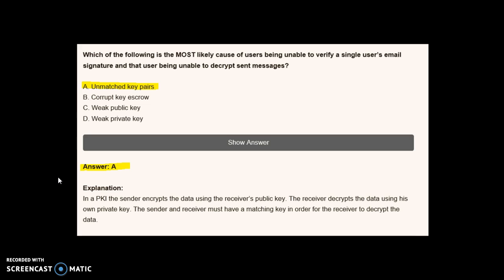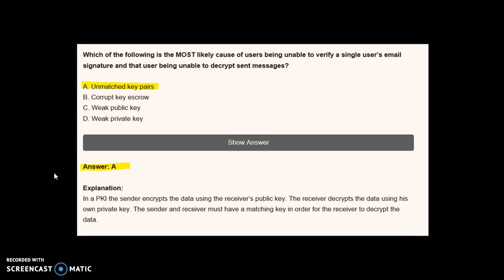It's A, unmatched key pairs. Explanation: in PKI, the sender encrypts the data using the receiver's public key. The receiver decrypts the data using his own private key. The sender and receiver must have matching keys in order to recover and decrypt the data. Sometimes work around this in Outlook if this is not working.